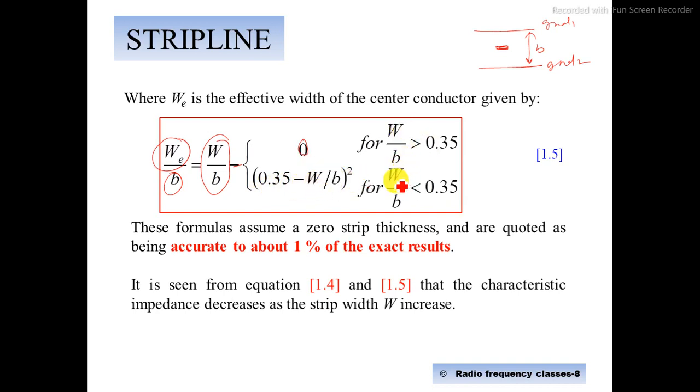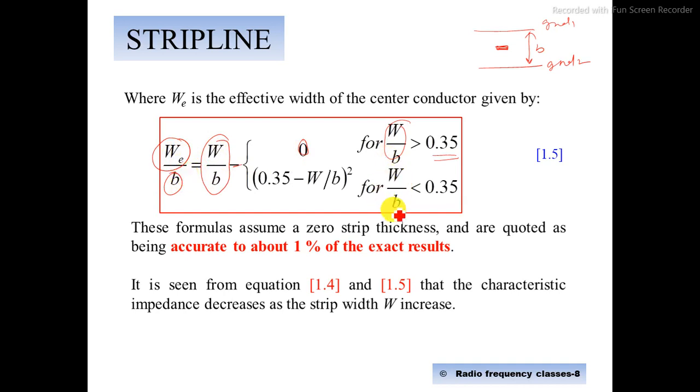I would like to tell you that these are not derived formulas. These are curve fitting formulas, obtained by doing several experiments, that come close to the numerical formulas' results. We will get approximately the same result. For that, first we have to define certain ratios. If W by B is greater than 0.35, I calculate WE by B, the effective width by B, using this formula. Directly I can write that W by B is the WE by B.